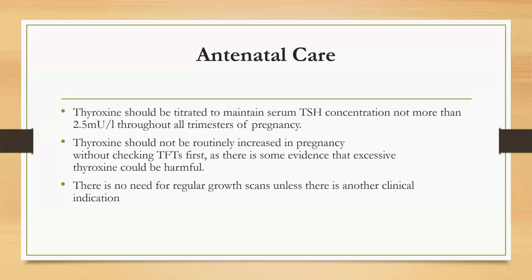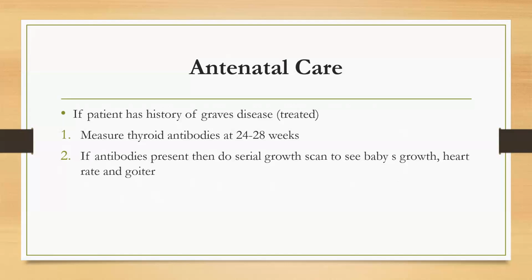There is no need for regular growth scans unless there is another clinical indication, like if the patient is a treated case of Graves' disease and thyroid receptor antibodies are present. If the patient has a history of Graves' disease, check thyroid antibodies at 24 to 28 weeks. If antibodies are present, then do serial growth scans to see the baby's growth, heart rate, and goiter. So in hypothyroidism it is 24 to 28 weeks. In hyperthyroidism, we check at the booking. And if at booking it's negative, we will check at 24 to 28 weeks. If at booking it's positive, then we will check again at 20 to 22 weeks.